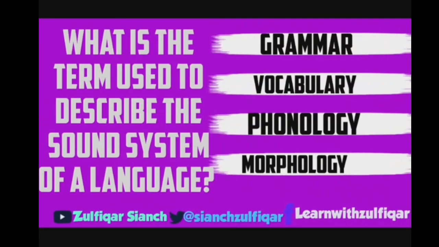And what is the term used to describe the sound system of language? Now it talks about sound system. जो previous था वो study of sounds था. Now sound system of a language. तो यहाँ पे C option is the correct option, phonology.